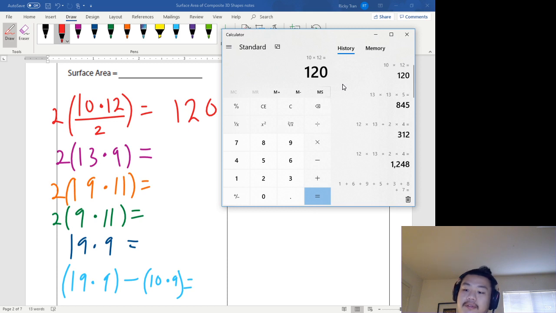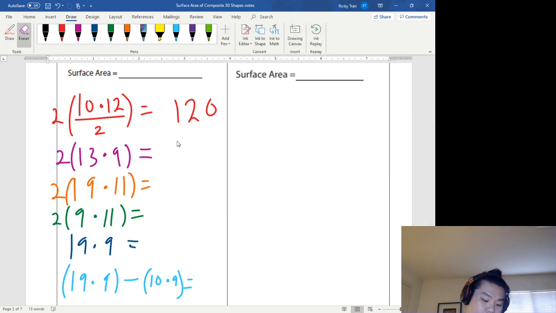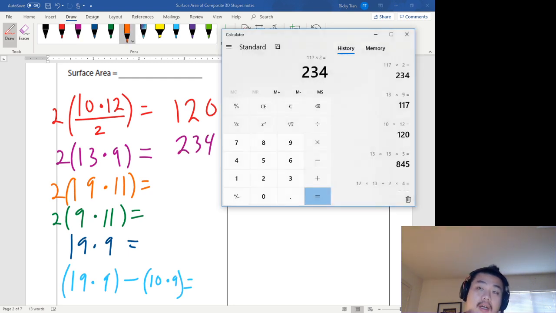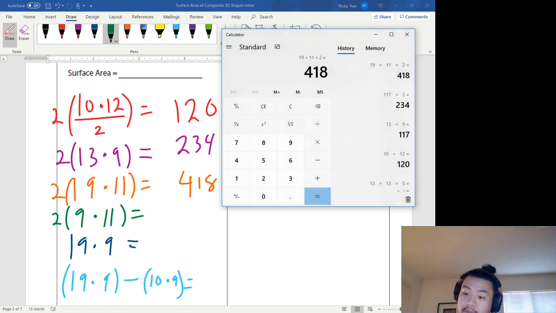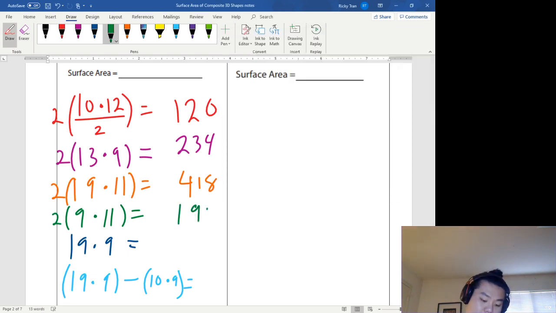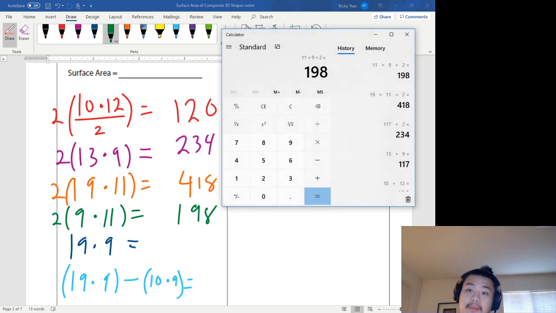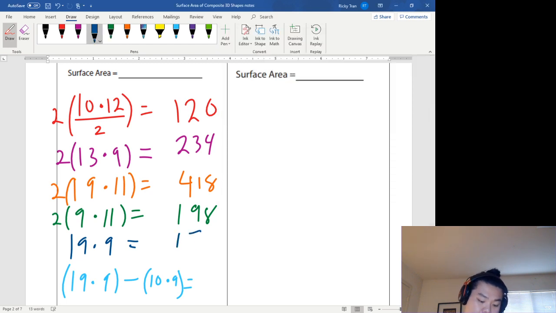Okay, and then we have 13 times 9 times 2, 234. Okay, then we have 19 times 11 times 2, 418. Then we have 11 times 9 times 2, which is 198. Then we have 19 times 9, which is 171.